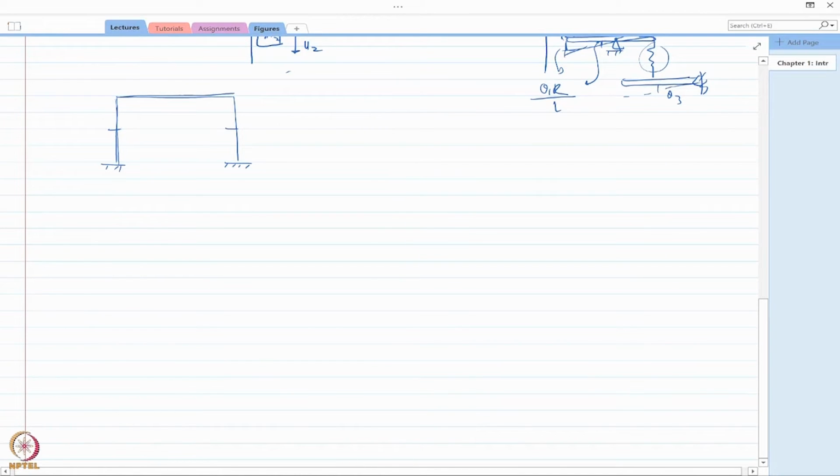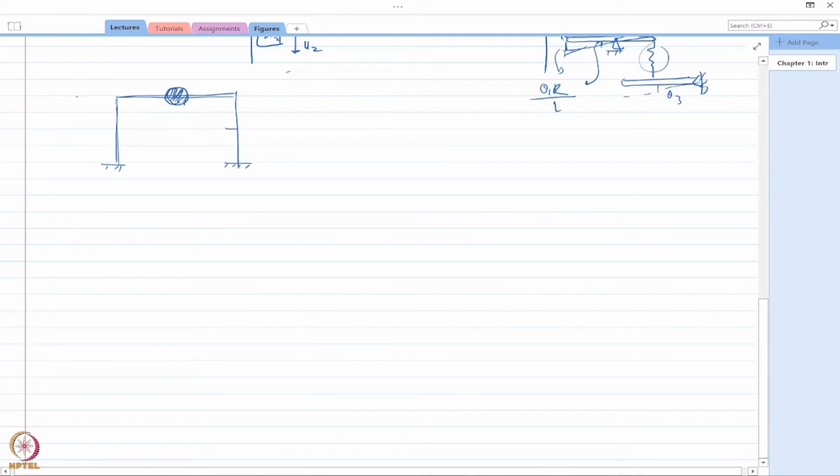level. Okay, so a representation for this single story frame building would be something like, I take all the masses and lump it here. Okay, this is just one way to represent it. Now this system has mass, which I'm assuming to be here.